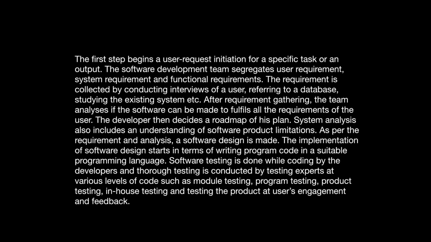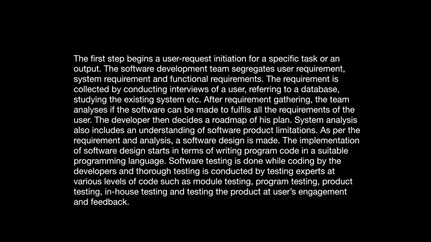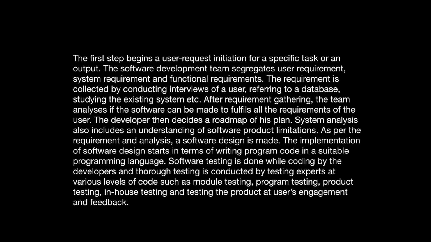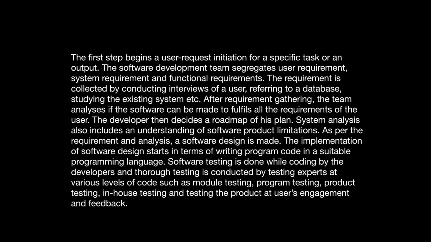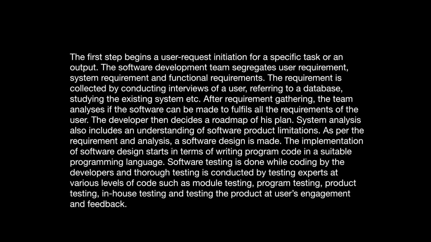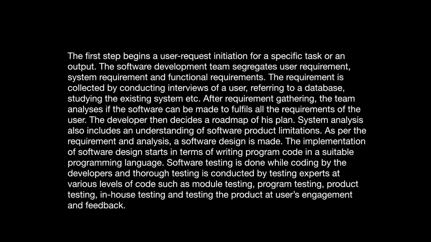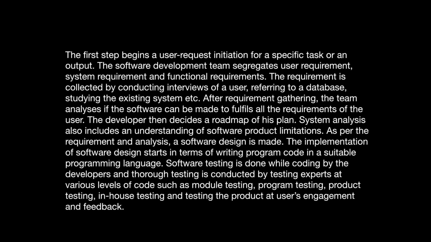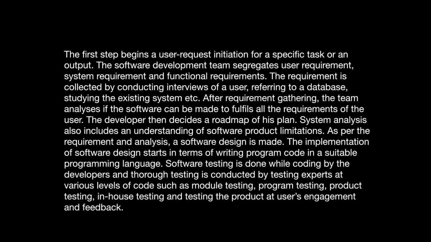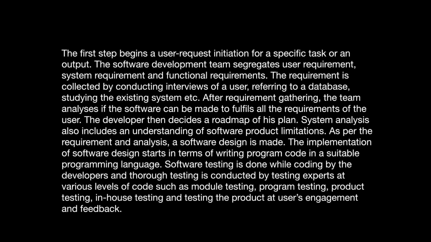The first step begins with a user request initiation for a specific task or an output. The software development team segregates user requirements, system requirements, and functional requirements. The requirements are collected by conducting interviews of the user, referring to a database, studying the existing system, etc. After requirement gathering, the team analyzes if the software can be made to fulfill all the requirements of the user. The developer then decides a roadmap of his plan. System analysis also includes an understanding of software product limitations.